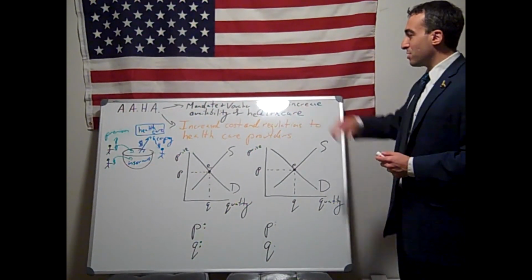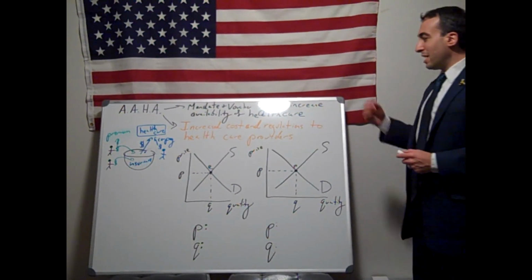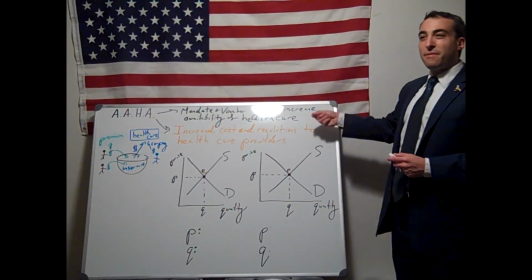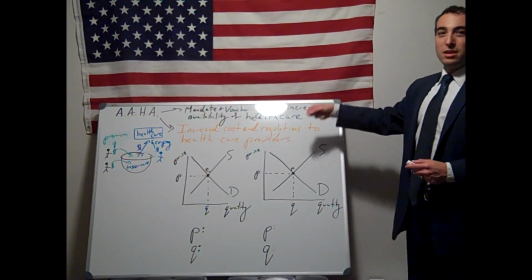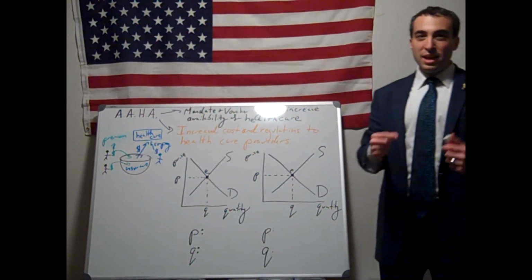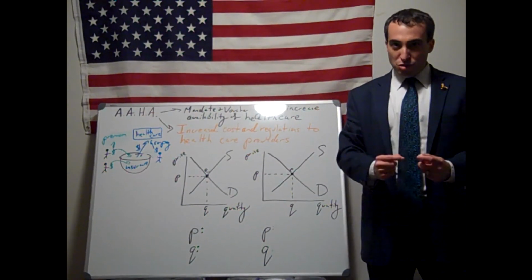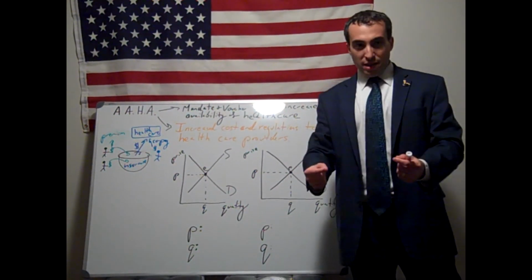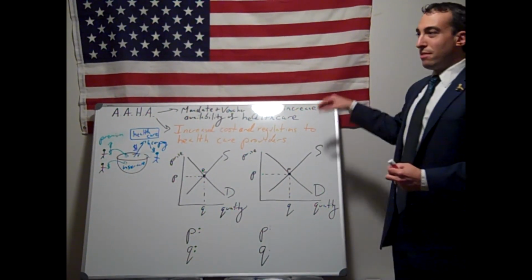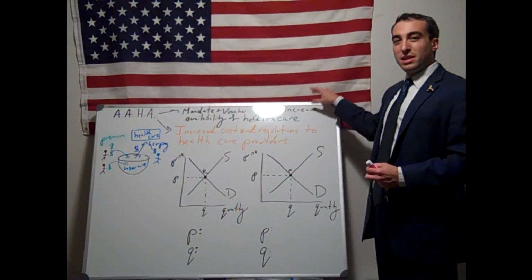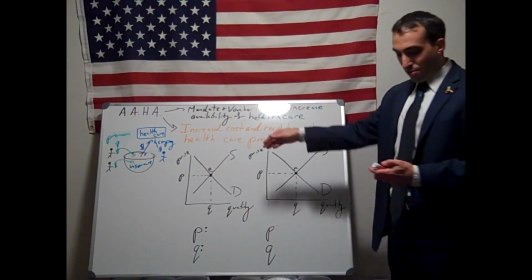So let's take a look at the first one. Mandated voucher system, increase the availability of healthcare to people. That would be the ability and willingness of the consumer to buy healthcare. So this is talking about demand. Demand for healthcare has increased. So let's graph it out.